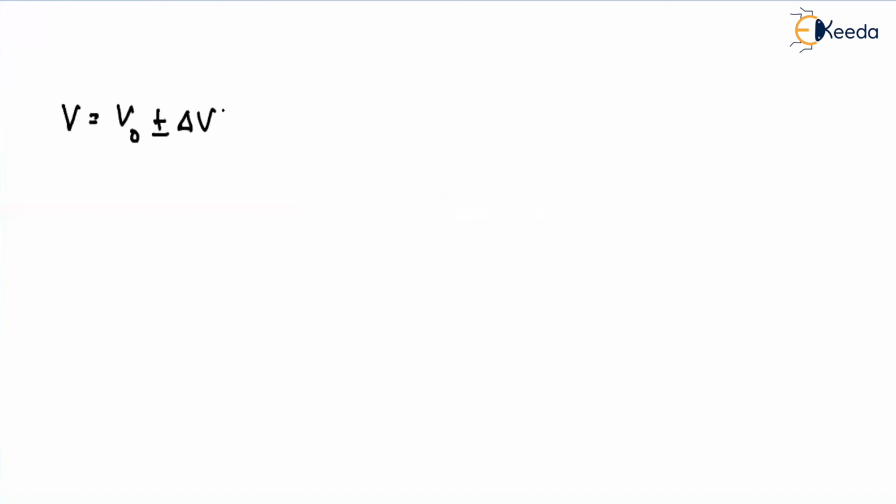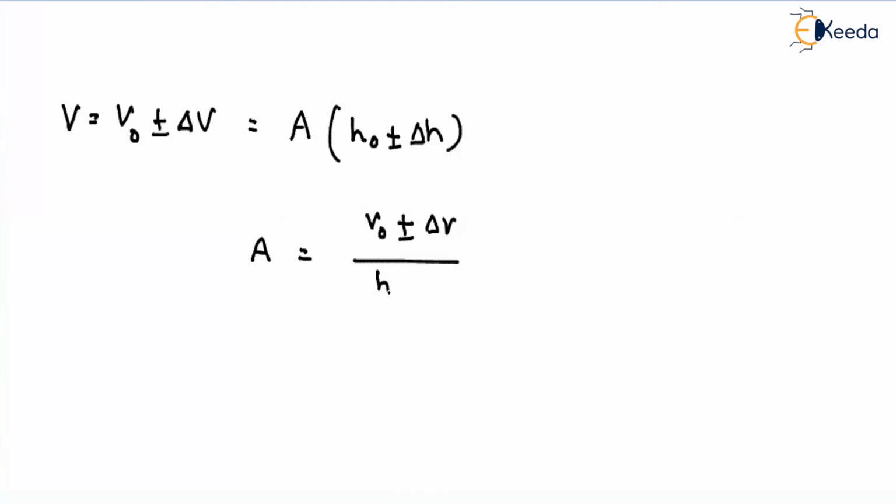As we have already discussed, in this experiment the height of the soil sample may decrease or increase, but the cross-section area remains constant. So if I take the area of cross-section common, then I will express the volume change in terms of H naught, the initial soil thickness, plus or minus the change in thickness of the soil sample. From this, the cross-section area can be written as V naught plus or minus delta V divided by H naught plus or minus change in soil thickness.